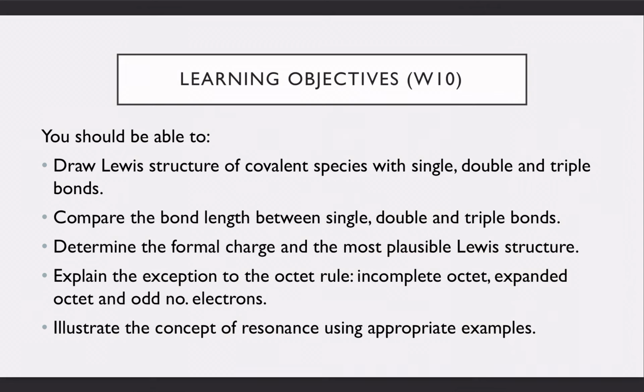We are also going to learn something that applies to certain elements. It is the exception to the octet rule. So we have the octet rule, the three rules, right? But there are certain elements that will not follow the octet rule. The rules that will apply to them are for elements that form incomplete octet, expanded octet, and odd number of electrons. Finally, we are going to illustrate the concept of resonance using appropriate examples. So resonance is where we just move the bonds around.